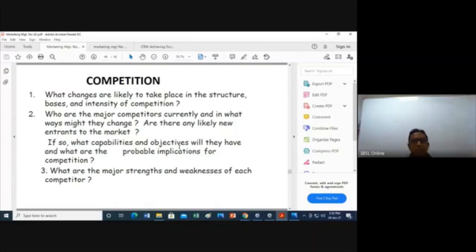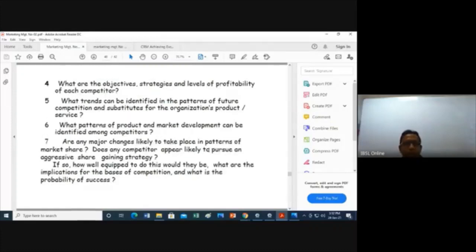These days we might not have new entrants coming in very much, because of this pandemic situation. No new banks are coming into the country, and banks are not opening branches. But after this pandemic is over, we will have new entrants coming into your territory. What are the major strengths and weaknesses of each competitor? So this is basically an analysis of your competition in terms of their strengths and weaknesses. It's good to know what your competitors are capable of, and their strategies, their objectives, their profitability, and so on.